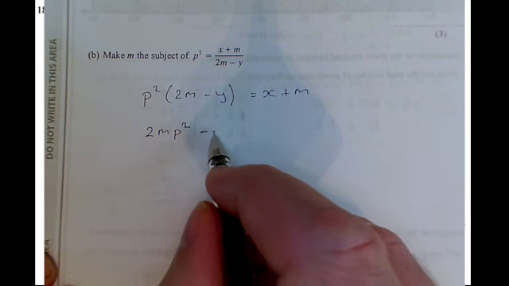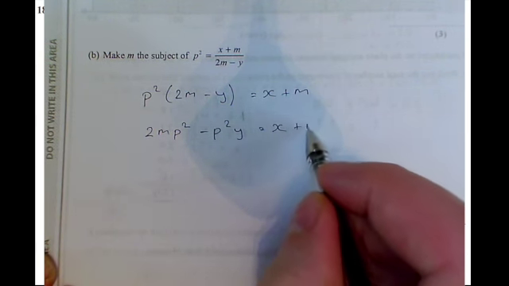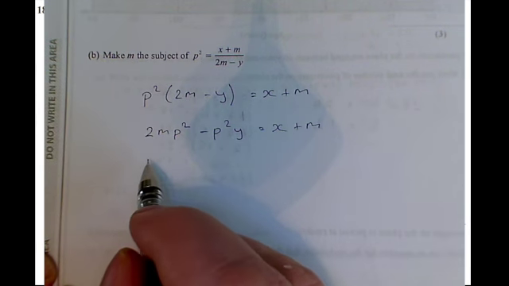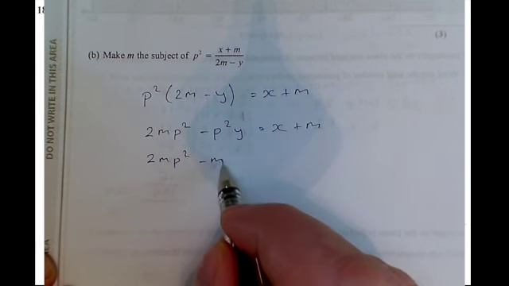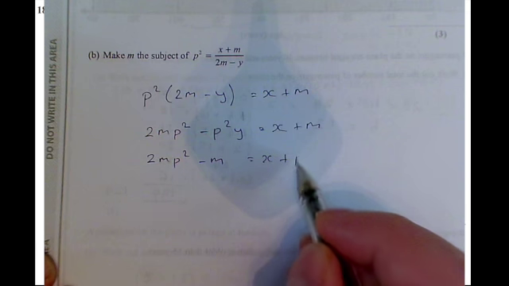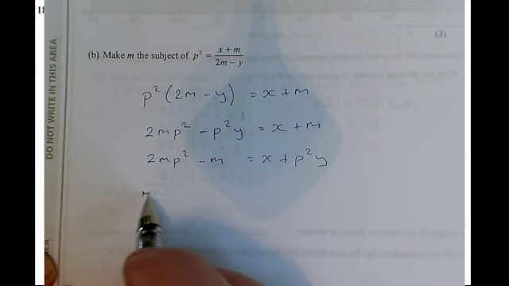So if I expand that bracket, I can see I've got an m on both sides. That's no good. So I'm going to take the m from the right hand side and move it to the left hand side. So that's going to become minus m squared, and I'm going to move that minus p squared y to the other side. Let's change sign, of course.